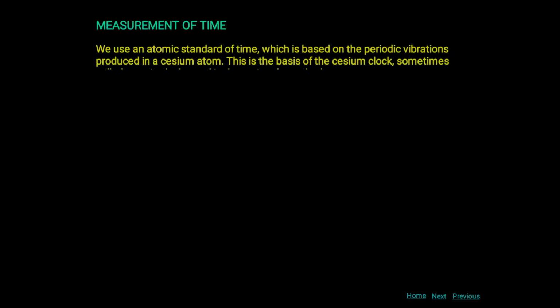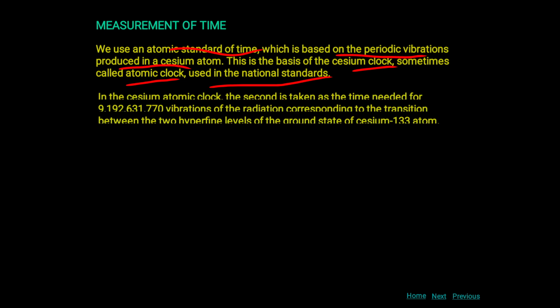Measurement of time. How to measure the time? We use the atomic standard unit, which is based on the periodic vibration produced in the cesium atom. This is based on the cesium clock, sometimes called the atomic clock, used in the national standard.